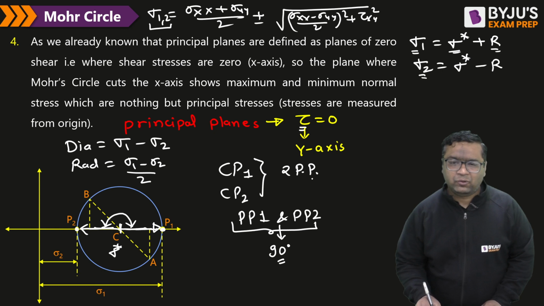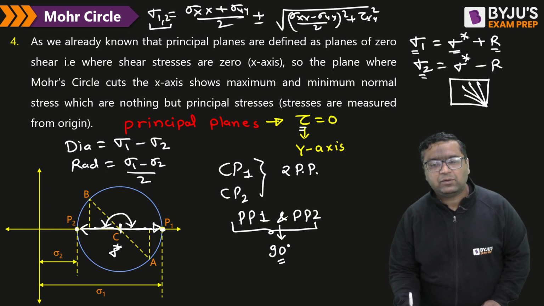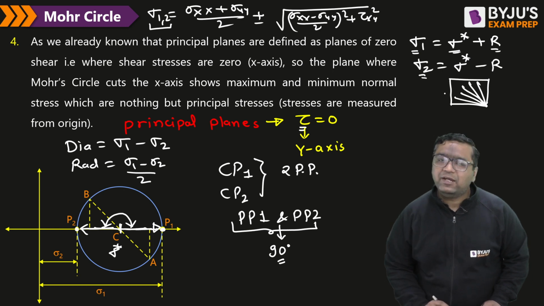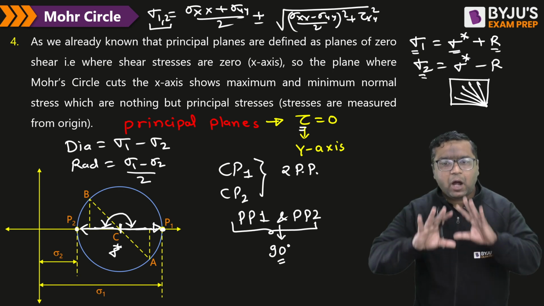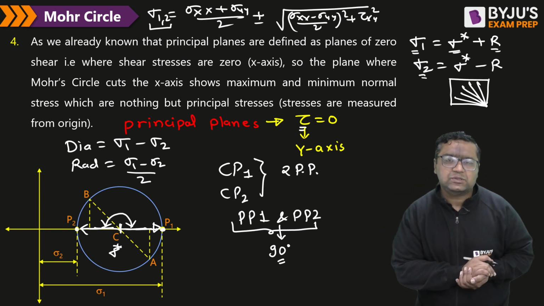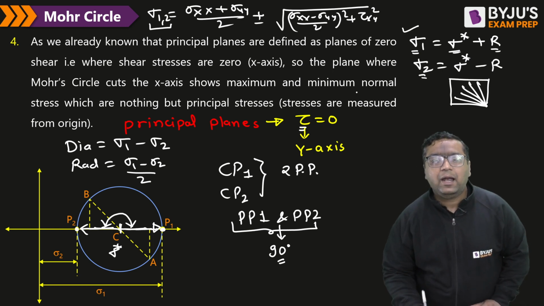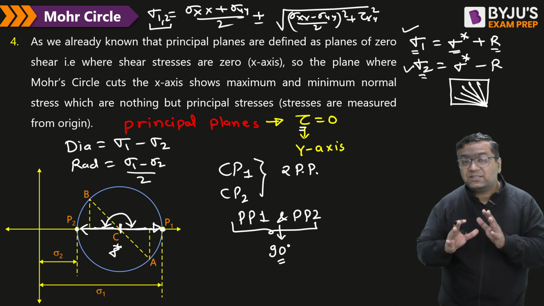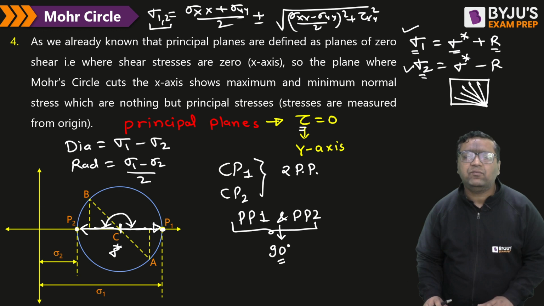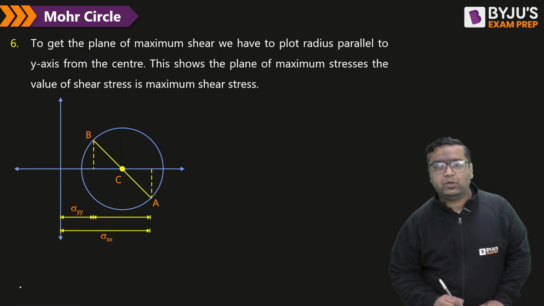Means, as you know, we can make infinite planes. Here, if you change the value of theta, you can make infinite planes. For infinite planes, we will have infinite values of normal stresses. Out of all those infinite values, the maximum possible normal stress will be sigma 1 and the minimum possible normal stress will be sigma 2. Means normal stress at any plane will lie between these two values only. So this was the wonderful point I wanted to give you.